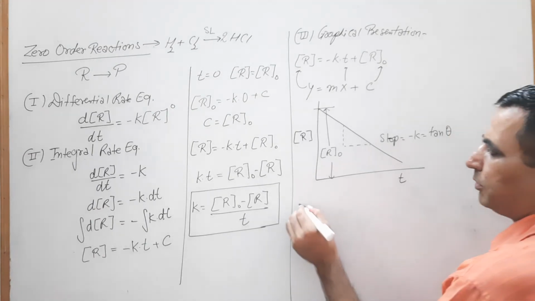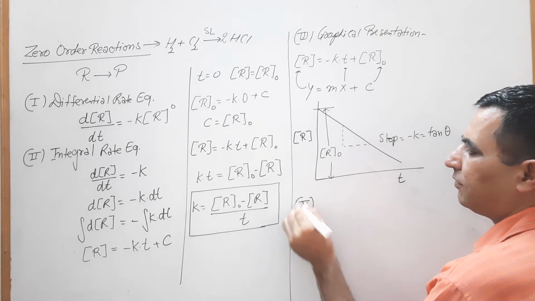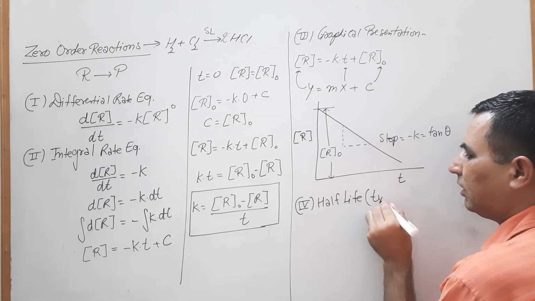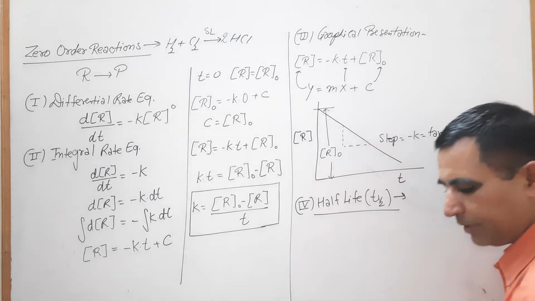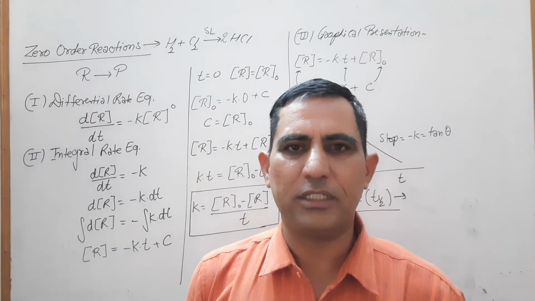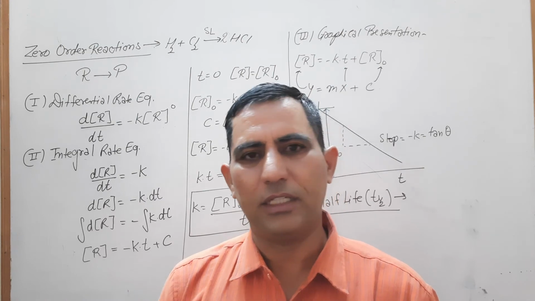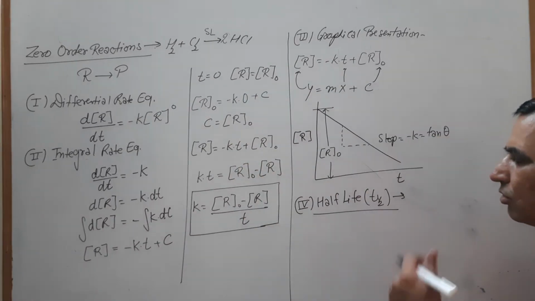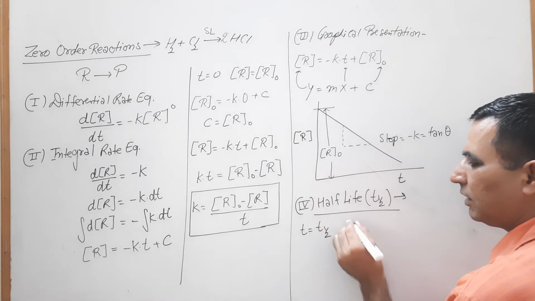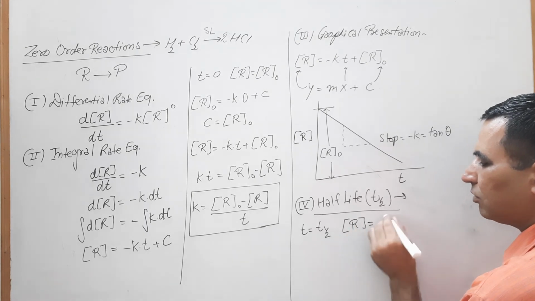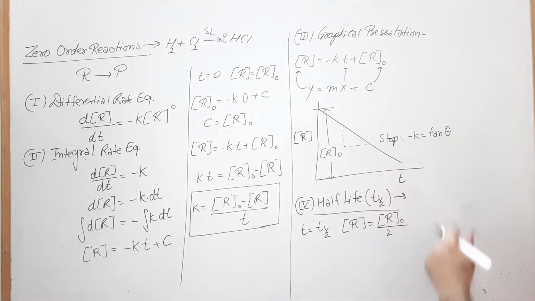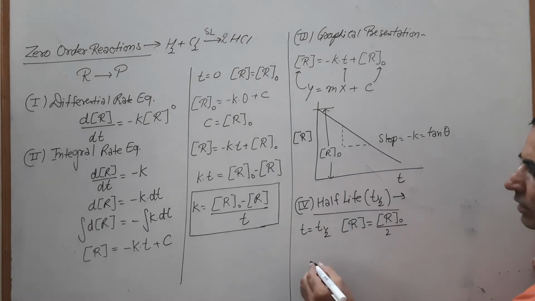Now the fourth and last point: half-life. What do we mean by half-life? Half-life means the time period in which the concentration of the reactant becomes half of its initial concentration. So for a zero order reaction, at that time t equals t half and R equals, according to the definition, half of the initial concentration. The initial concentration is R0, so half of that is R0 by 2.